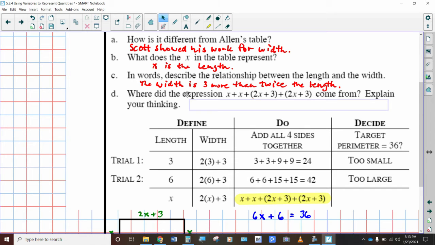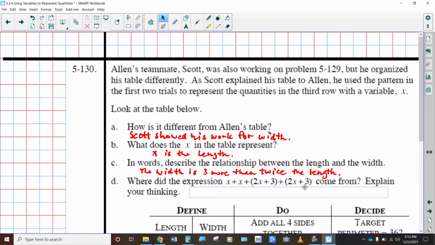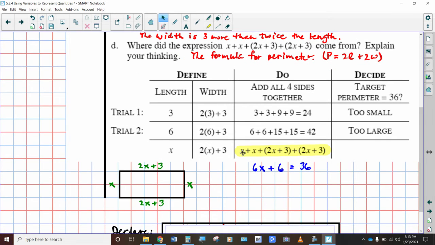Okay? So where did the expression x plus x plus 2x plus 3 plus 2x plus 3 right here highlighted, where did that come from? Coming back over to here, remember how we find the formula, or how we find the perimeter? The formula for the perimeter is to take 2 times the length plus 2 times the width. So that's what's going on here. This is 2 times the length, and that's 2 times the width.